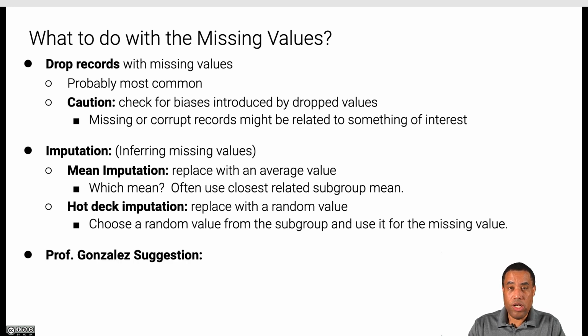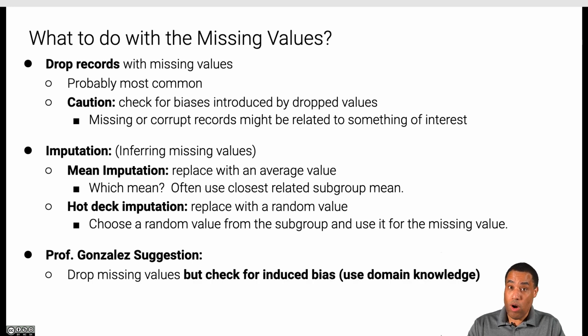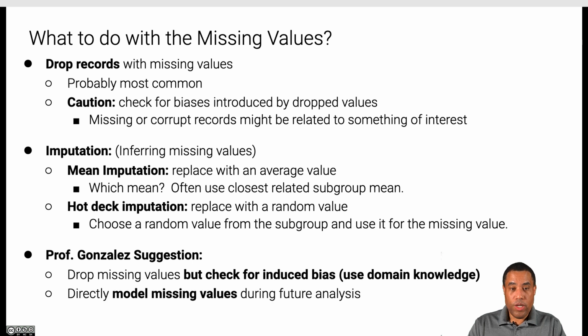Now, Professor Gonzalez, who is one of the co-creators of this class, has some suggestions. You can either drop the missing values, but make sure you check for any introduced bias. Use your domain knowledge for this to make sure that you haven't introduced any bias by dropping that value. Or, and this is a little bit more complicated, you can directly model the missing values in your future analyses. So what you're going to do is build analysis methods that recognize that there may be missing values and have models for those missing values and can basically do the analysis with those gaps. It's a lot more complicated, a lot more work, but it'll give you a much more accurate and representative result.